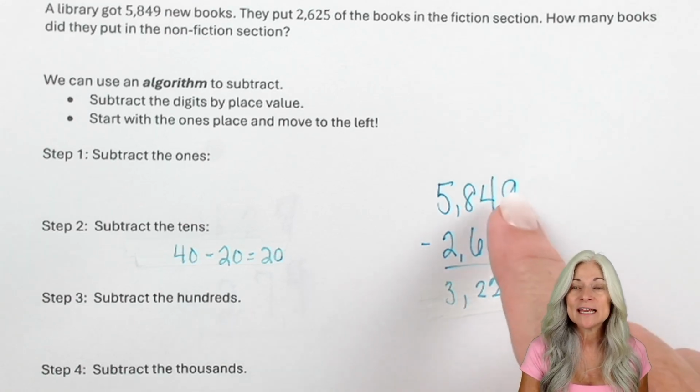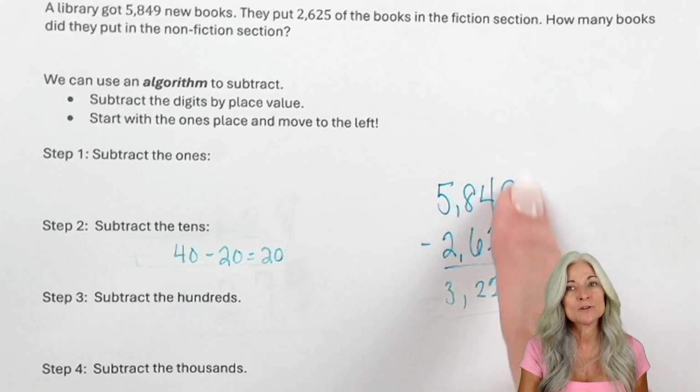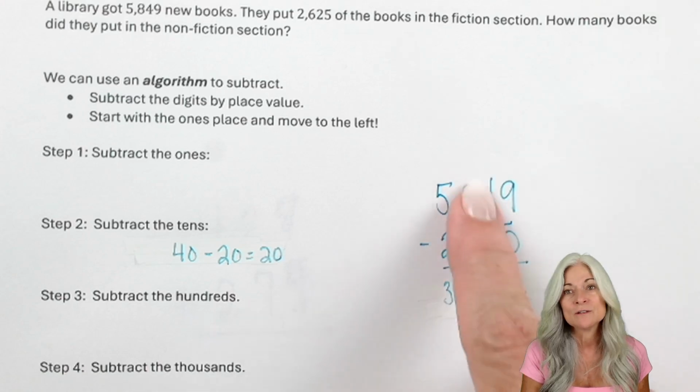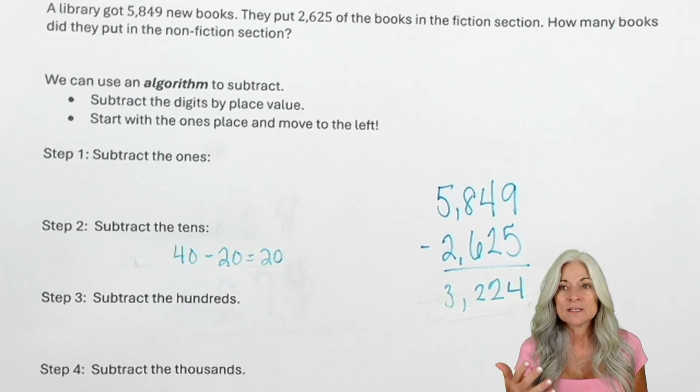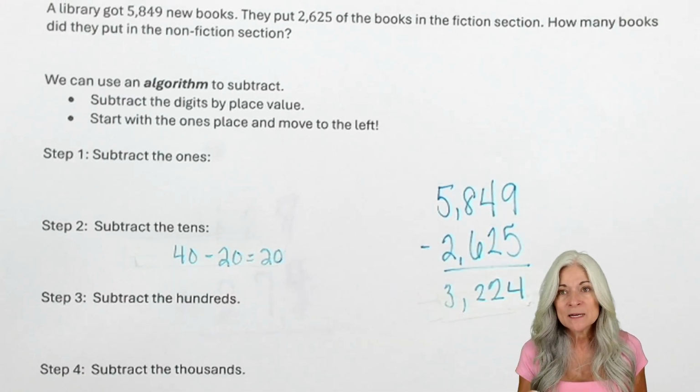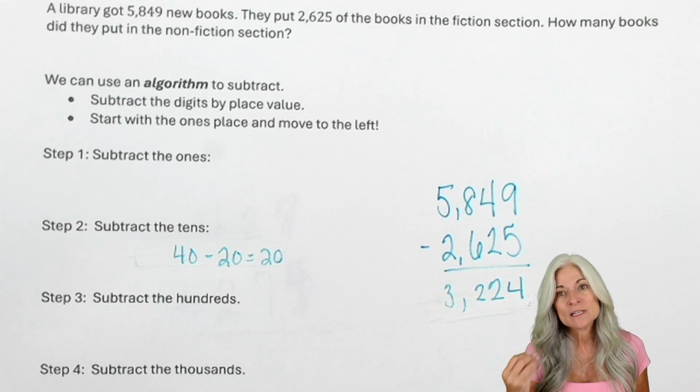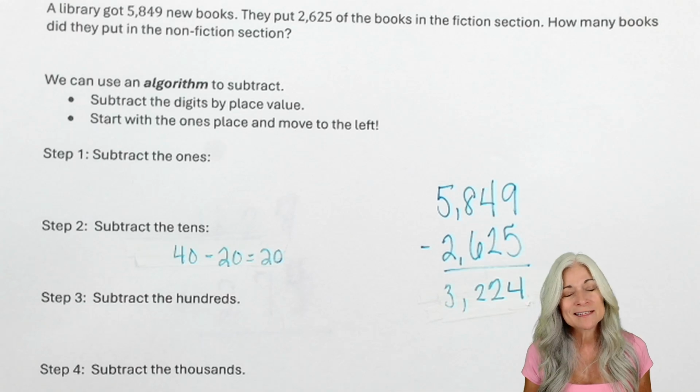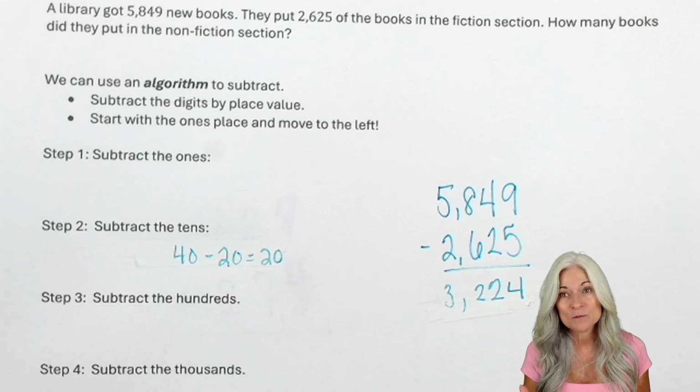Like instead of saying, all right, we just start by subtracting the numbers. 9 minus 5 is 4. 4 minus 2 is 2. 8 minus 6 is 2. Students, place value is one of those things we really need to build that deep understanding of. So whenever we're doing this, it's an opportunity to just reinforce place value.